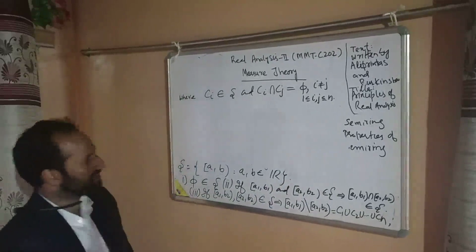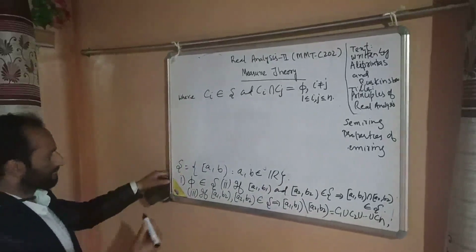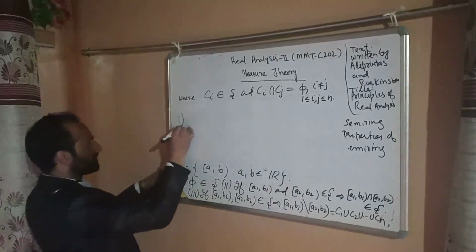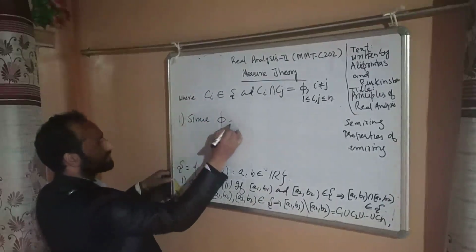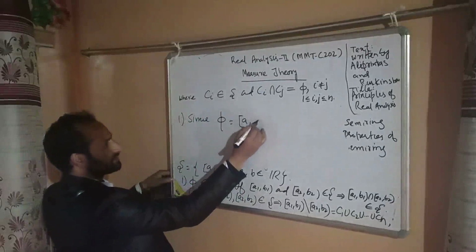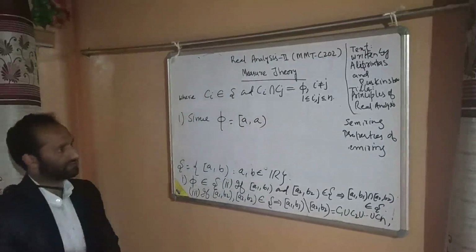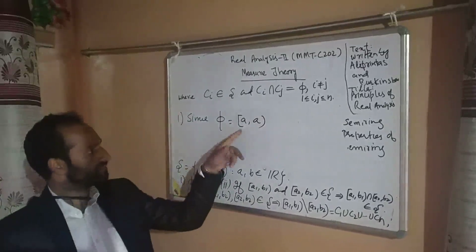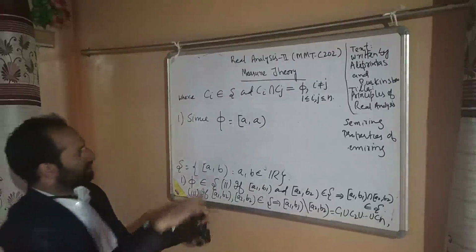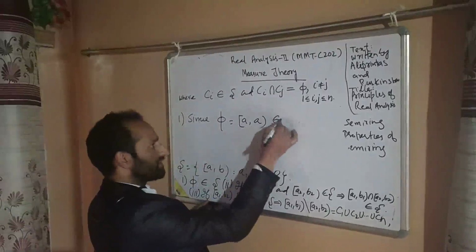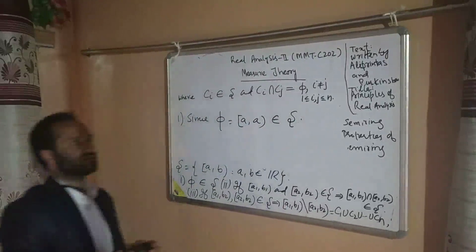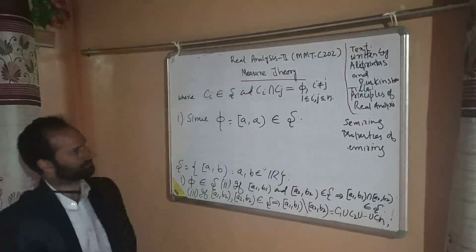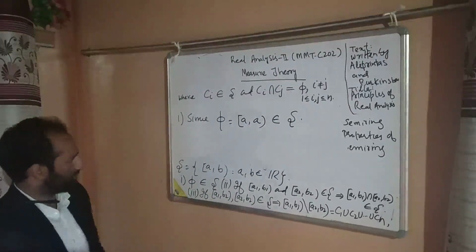So the first property is trivial. First, let's check the first property. Since there does not exist any real number between a and a, the interval is phi, or by definition it is equal to phi and it's a member of S. So S contains phi. Now we check the second property.